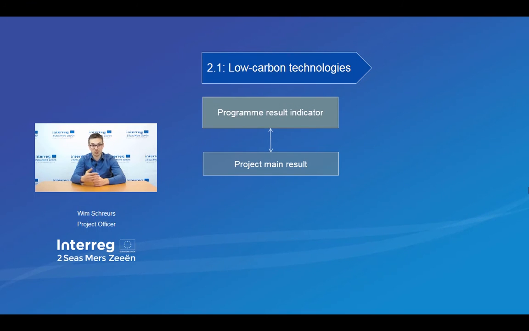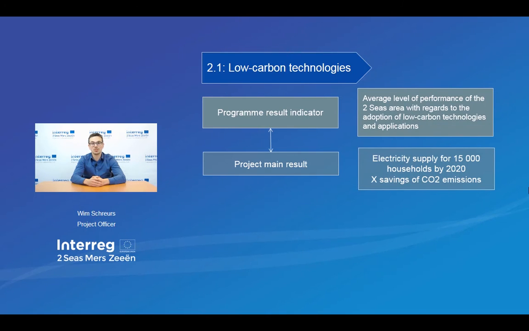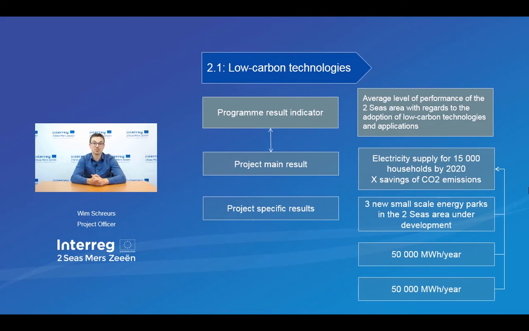If we then translate this to a higher level, all the 3 specific results will lead to your project main result of providing electricity to 15,000 households by 2020. In doing so, because we are still talking about low carbon technologies, you will also save X amount of CO2 emissions. In this slide, you can see that the 3 specific results clearly add to your project main result. And furthermore, that your project main result is in line with the result indicator identified for the low carbon technologies specific objective.